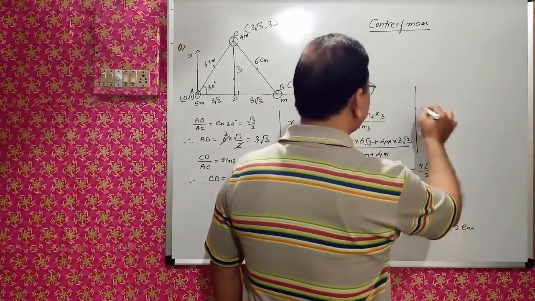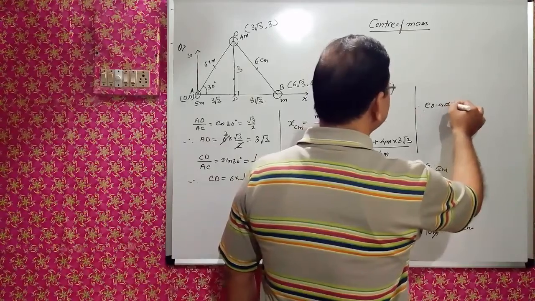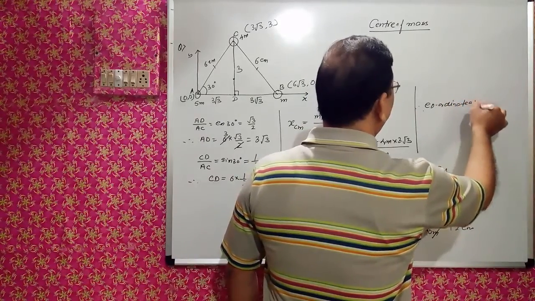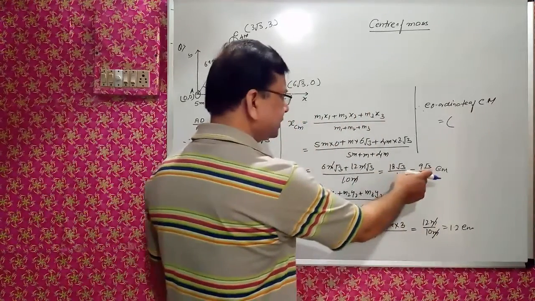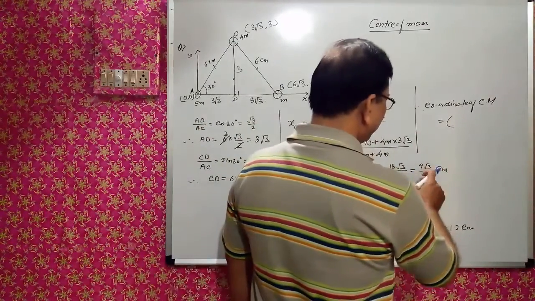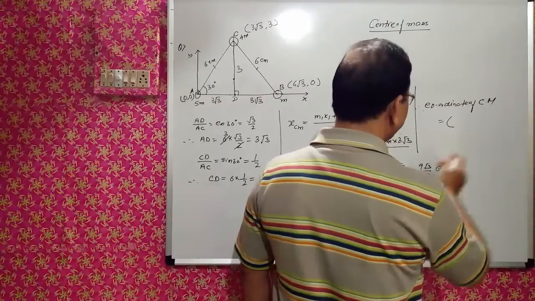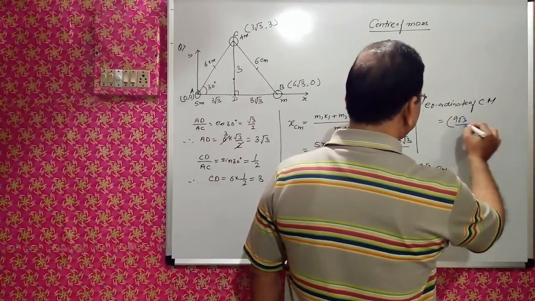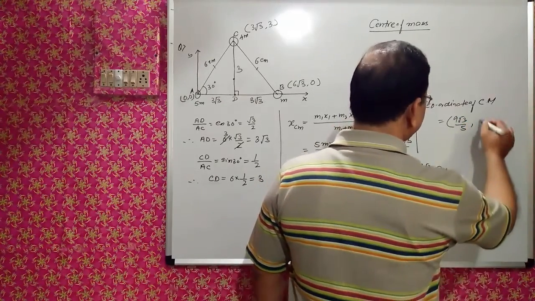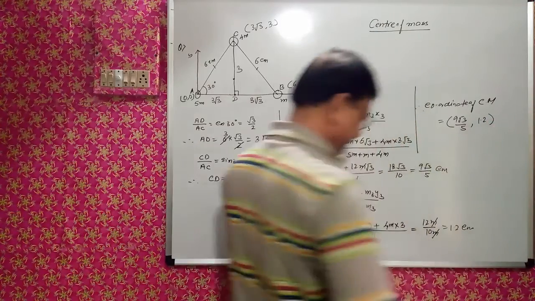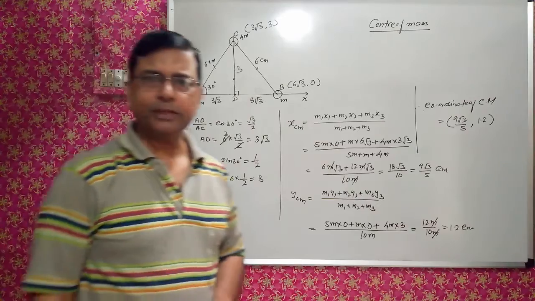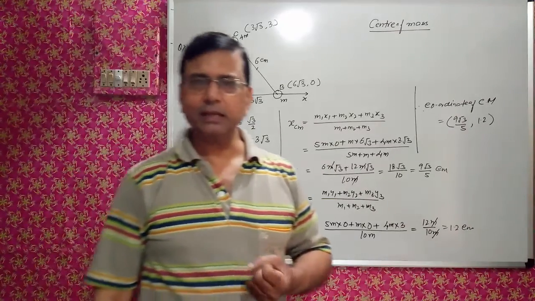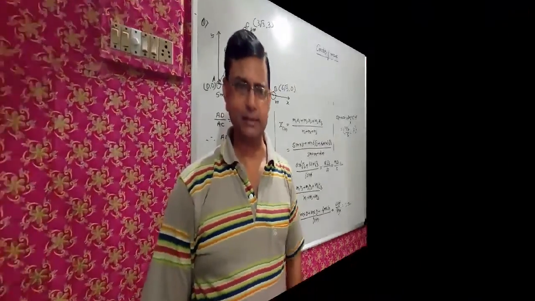So therefore coordinate of center of mass, that is equal to x coordinate is how much? That is 9 root 3 by 5. This can further be simplified. Okay, 9 root 3 by 5 and y coordinate is 1.2. So this is the method of finding the center of mass of the discretely distributed masses.